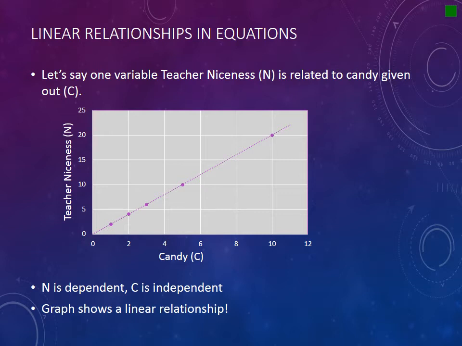And we also notice that candy, if we graph it on the x-axis, is going to be our independent variable. And that niceness, if we graph it on the y-axis, is going to be our dependent variable, and it's going to depend upon how much candy that teacher gives out. So let's dive a little bit deeper.